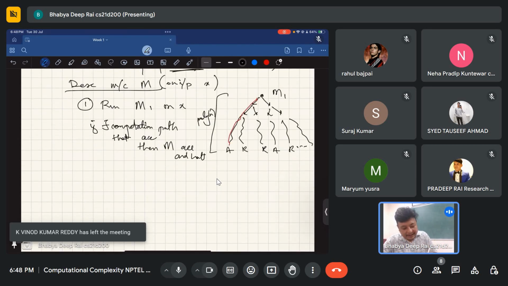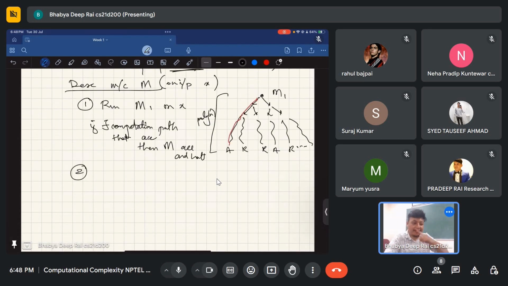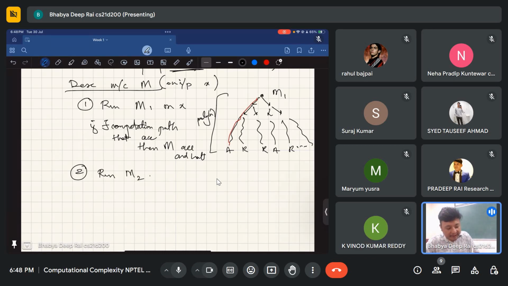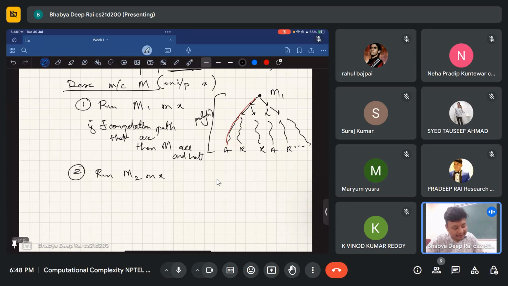Next, let's say M1 does not accept. If M1 does not accept, it means the string is not in the language L1. Now I need to check whether it is in L2. How do I do that? I just run M2 on X. This happens when all paths reject.